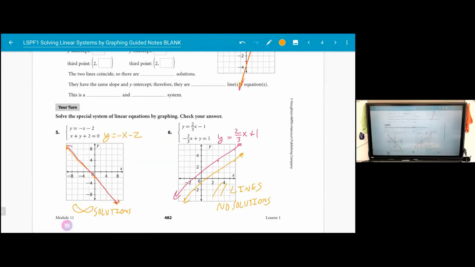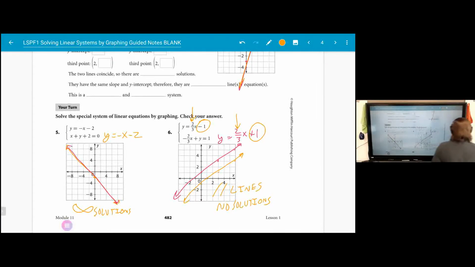All right, as you come back, you'll notice when checking your answers here, if you solve number 5, you saw that the second one for y gives y equals negative x minus 2, and when you graph them, they're the same line. It's an infinite number of solutions. Just like number 6, you can check this real fast. You've got the same slope but different y-intercepts. Parallel lines, they're never going to touch. So again, this is solving by graphing.